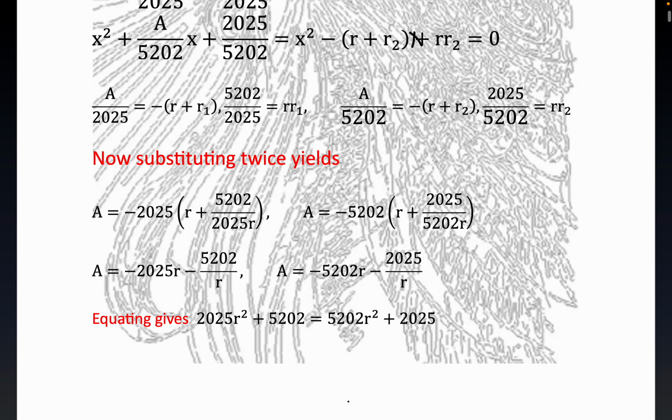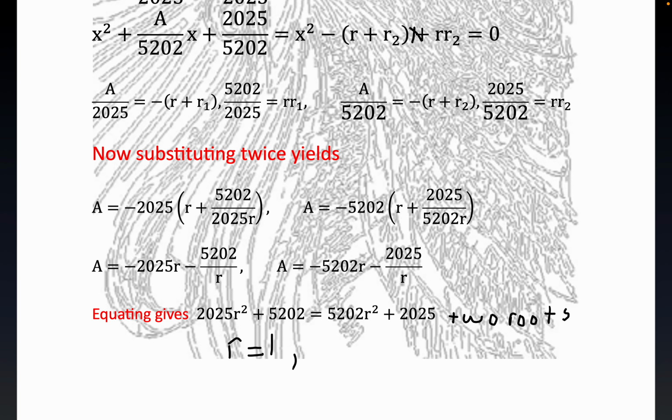Now, the cool thing about this is it's quadratic, right? So we have two roots. We can have no more than two roots, two or fewer. I'll just write two roots, but it's two or fewer. Okay. Now, notice that r equals 1 trivially satisfies it, and so does r equals -1.